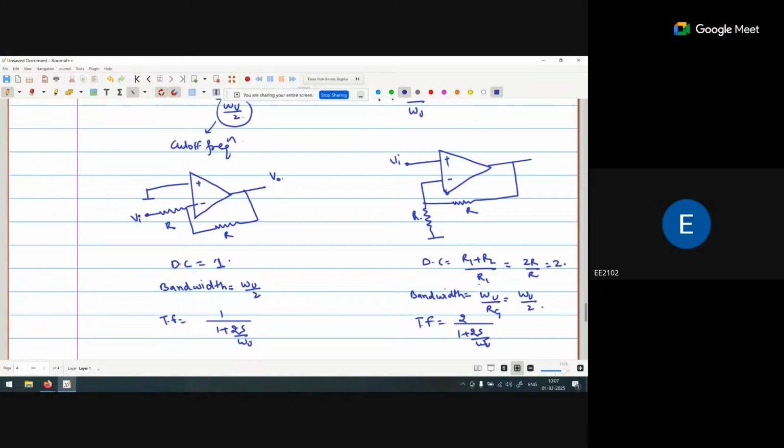Now if the value of resistance R is 1, is the DC gain minus 1 or 1, sir? If we are talking about the magnitude, it becomes 1, but it is a minus. Okay, sir. Now any doubts?